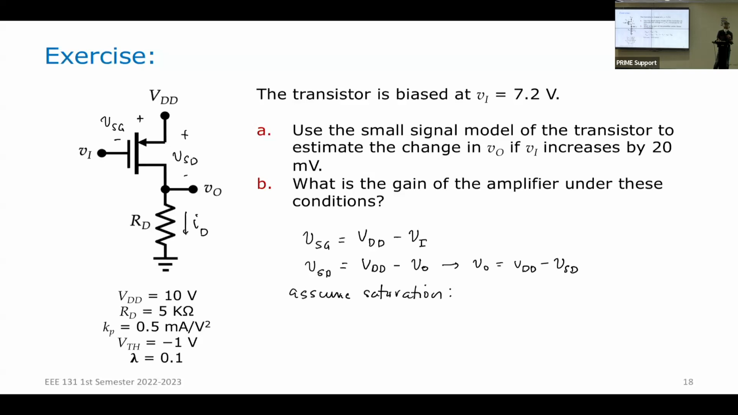So our formula for ID, pag saturated, is equal to 1/2 kP, okay, (VSG minus the absolute value of VTH) squared. And then this is where some of you made a mistake. Dapat meron nito, no? Because lambda was given as 0.1, and 0.1 is definitely not negligible compared to 1. No? So you have to have this 1 plus lambda, then you have to have your VSD. No? VSD.